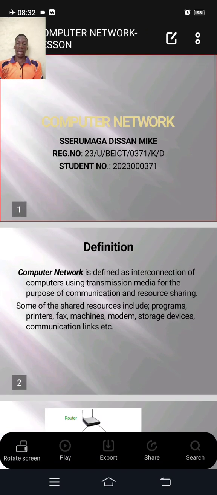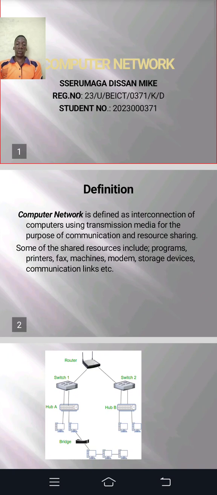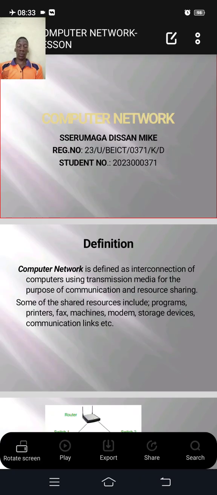So at the first page we have computer network presented by Solomagadisan Mike. Registration number is there and student number is also there. But I'm going to rotate my work so that it can be seen in a proper manner. So you have computer network.